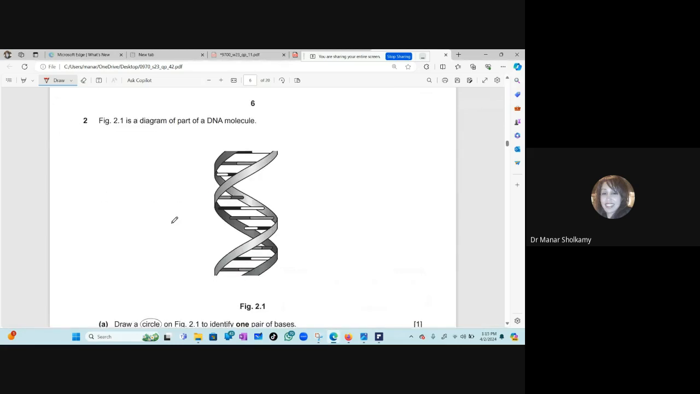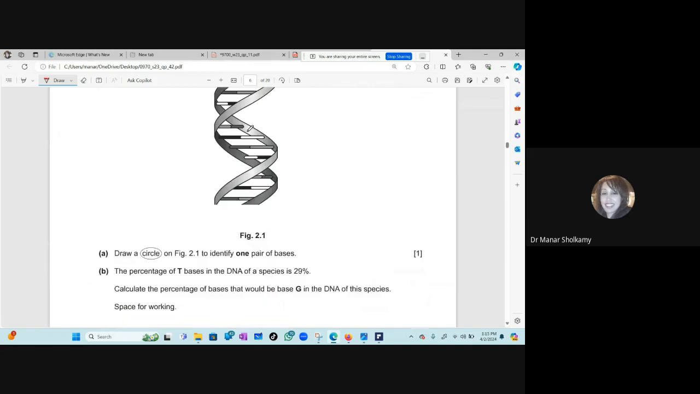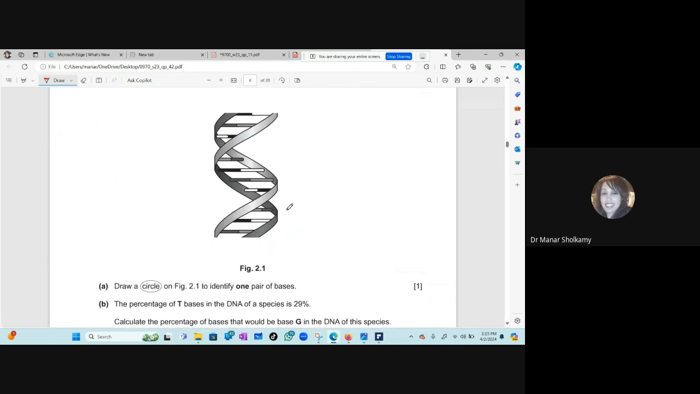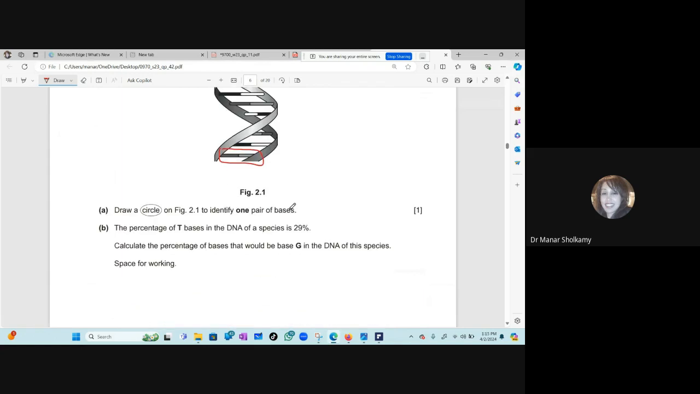So all this question is about plants. Figure 2.1 is a diagram of part of a DNA molecule. Draw a circle on the figure to identify one pair of bases. This is easy. This is a base. I expect you to know it. So you will do one circle.